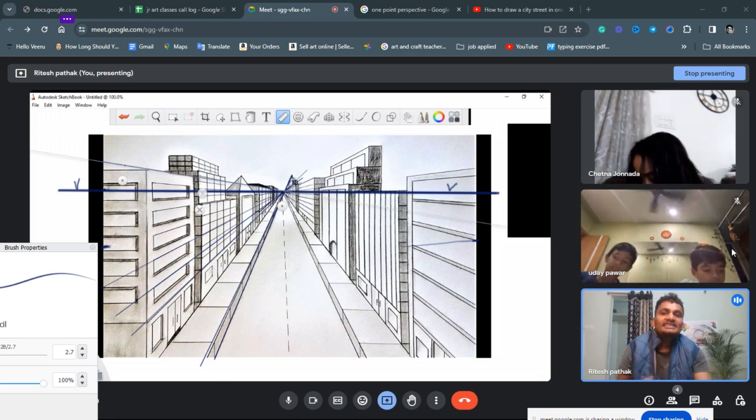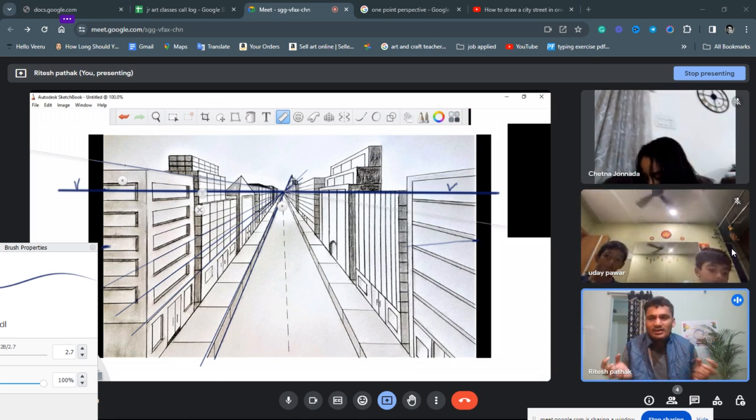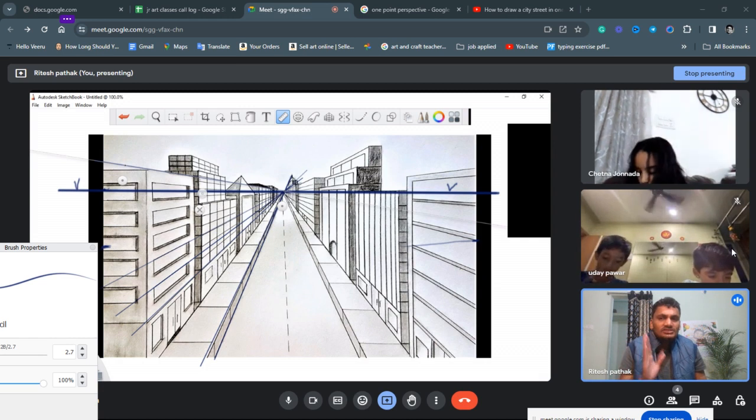You know, it's creating an illusion. It's looking like, oh, how will I do this many windows, how will I do this many buildings. But you know, if you start doing, it's very easy. It's just lines, keep drawing lines. That's enough.